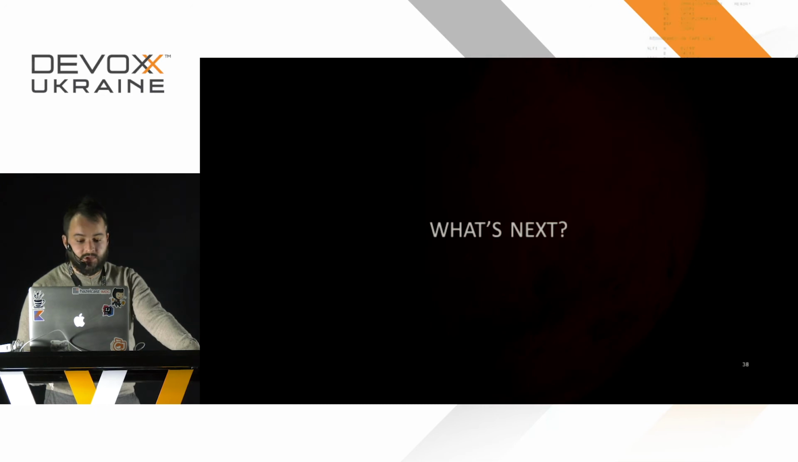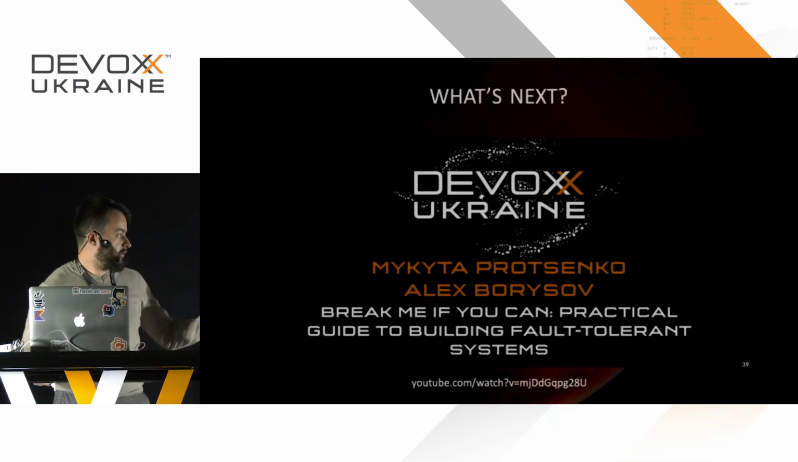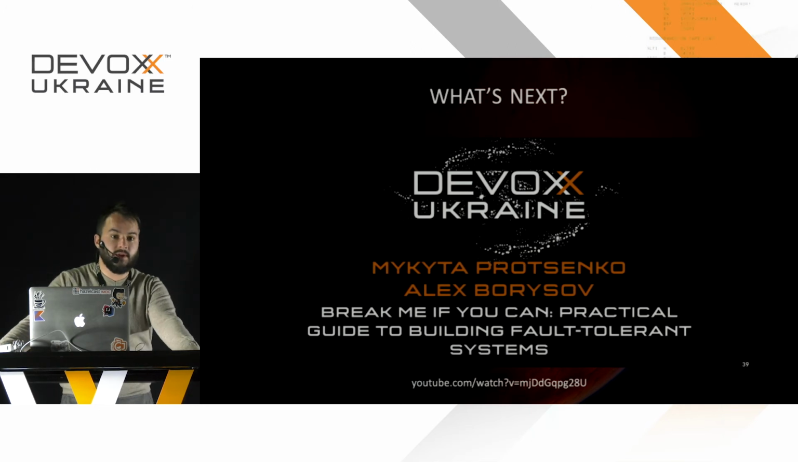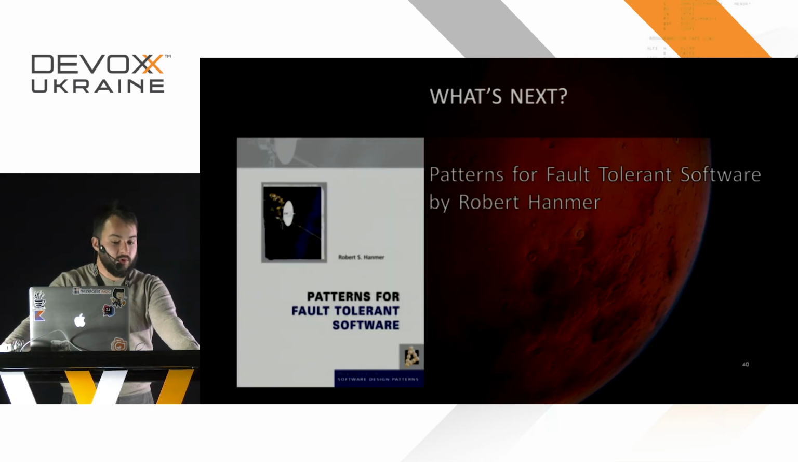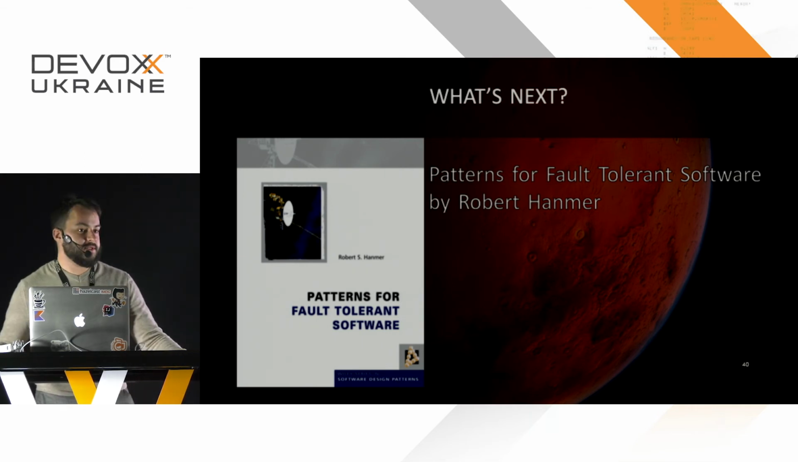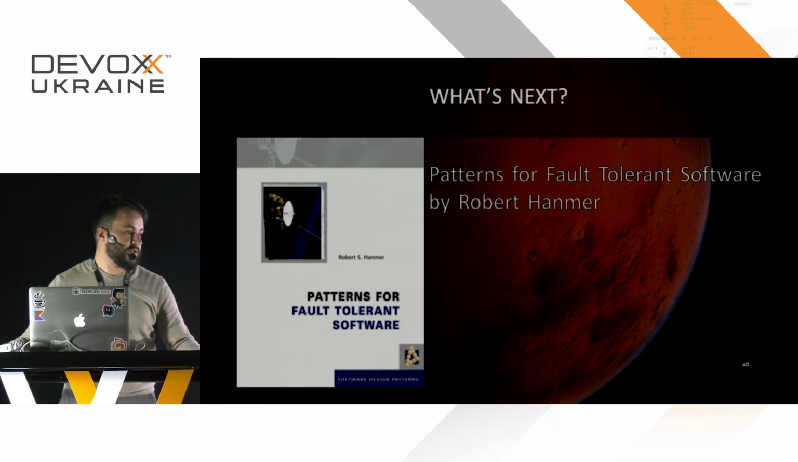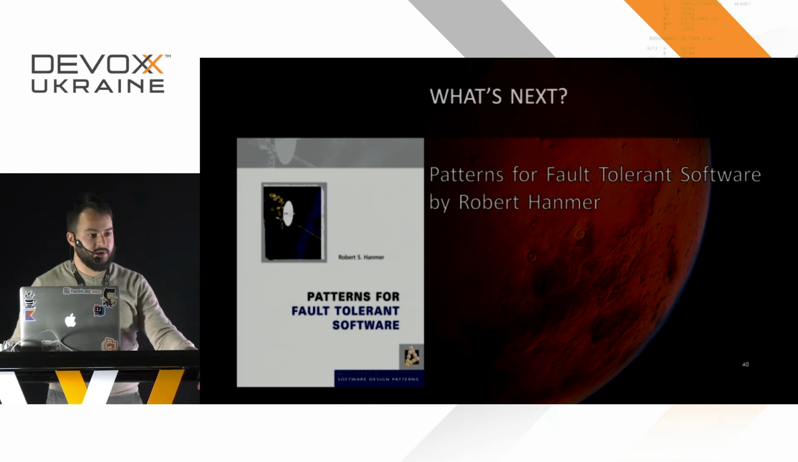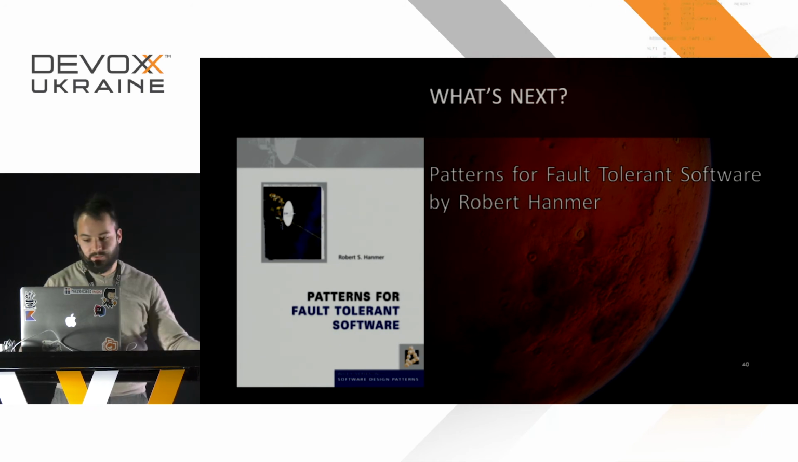How to do that? I can suggest, first of all, the talk from the previous year at Devoxx Ukraine, from Mikita Prochenko and Alex Borisov. It's a great talk where they explain how to build fault tolerance using gRPC and REST. And the second one is a book called Patterns for Fault-Tolerant Software. It's an old book by Robert Hanmer, but it's still relevant, and all the patterns described in this book should be applied to your application.